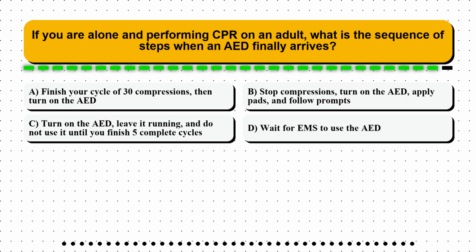Question 40. If you are alone and performing CPR on an adult, what is the sequence of steps when an AED finally arrives? Option A. Finish your cycle of 30 compressions, then turn on the AED. Option B. Stop compressions, turn on the AED, apply pads, and follow prompts. Option C. Turn on the AED, leave it running, and do not use it until you finish 5 complete cycles. Option D. Wait for EMS to use the AED.